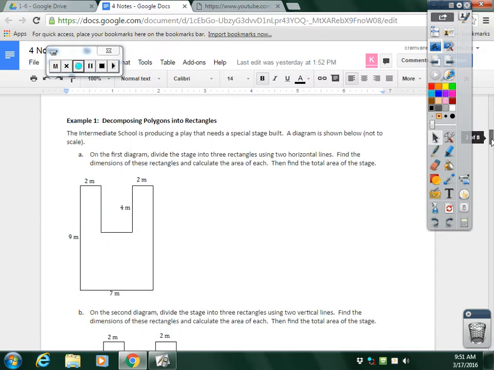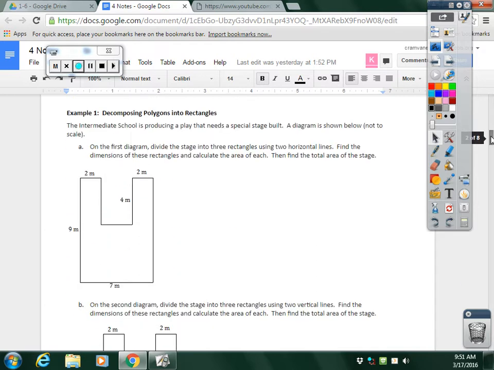I'm going to go through a couple of examples with you, and show you a couple of different ways to do it. The first example, we're decomposing polygons into rectangles. The intermediate school is producing a play that needs a special stage built. A diagram is shown below, not to scale. On the first diagram, divide the stage into 3 rectangles using 2 horizontal lines. Horizontal is side to side, so I have to use 2 side to side lines. Find the dimensions of these rectangles and calculate the area of each. Then find the total area of the stage.